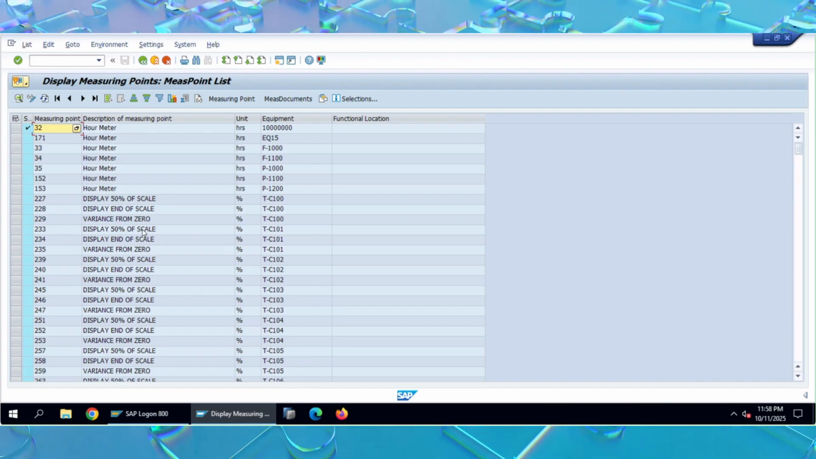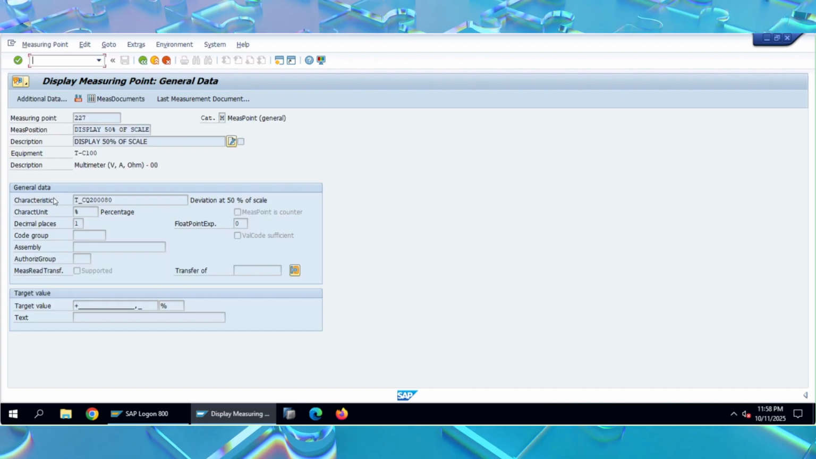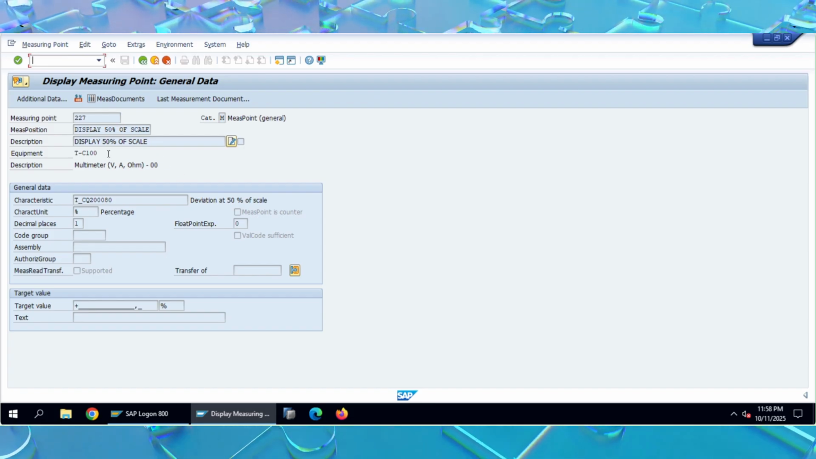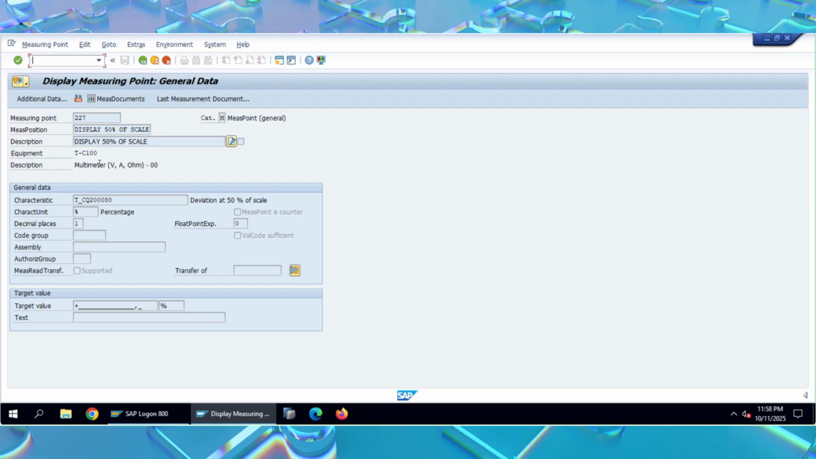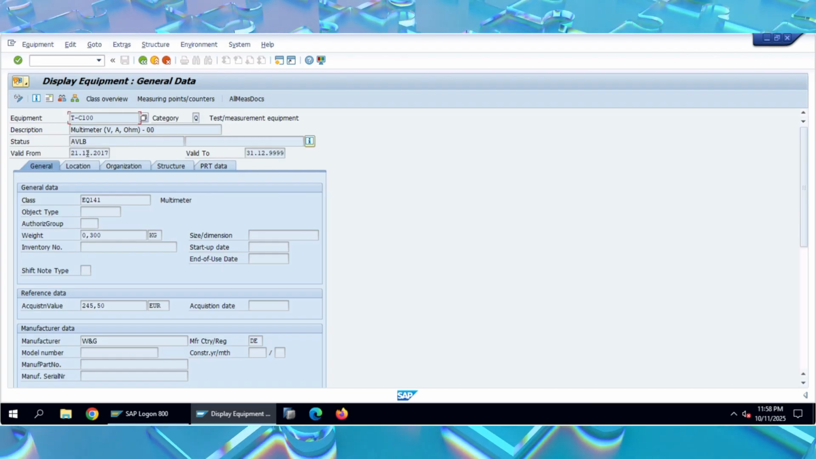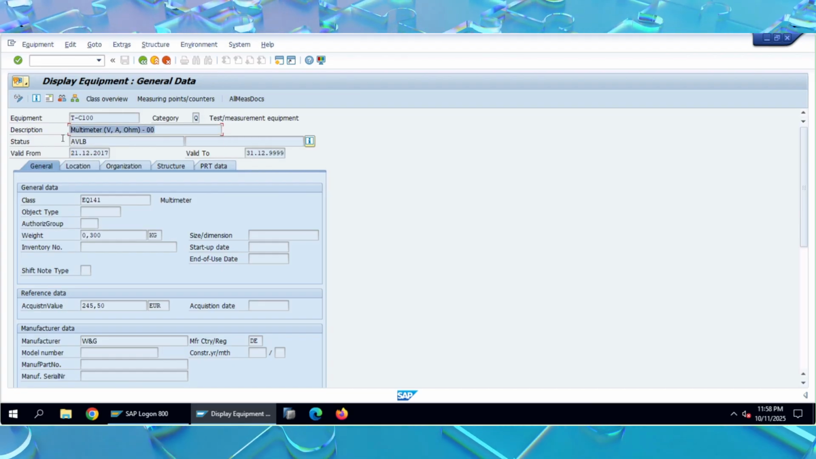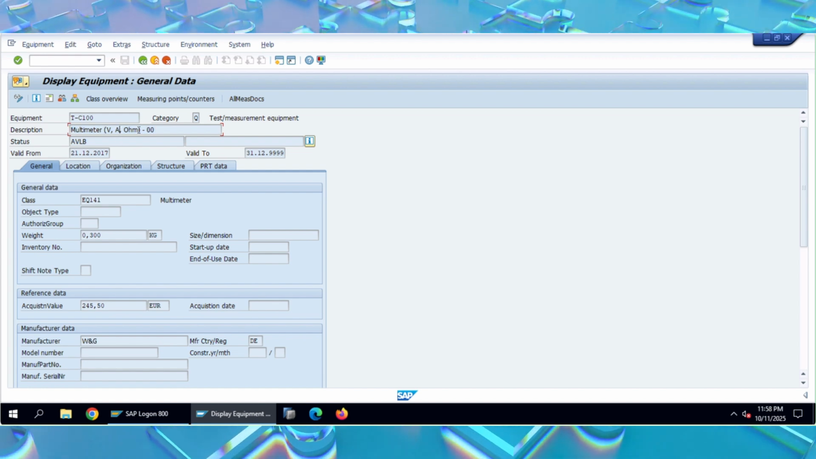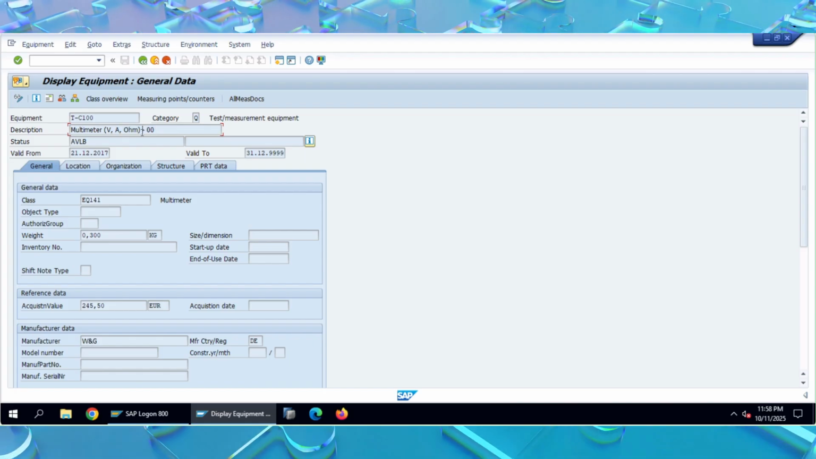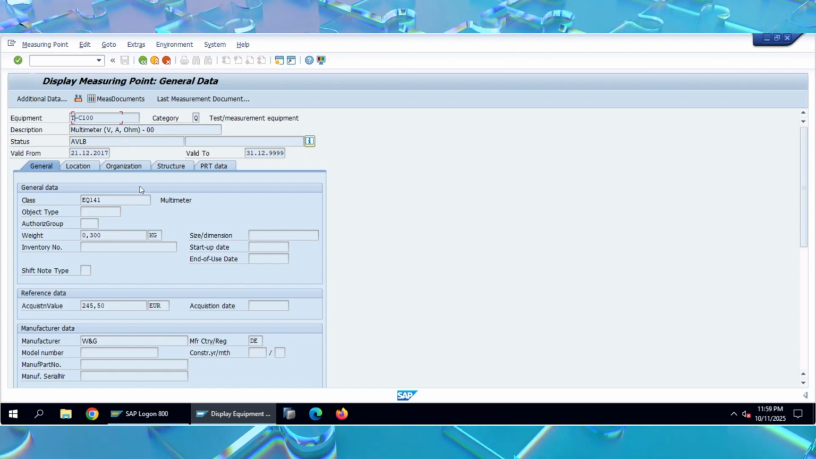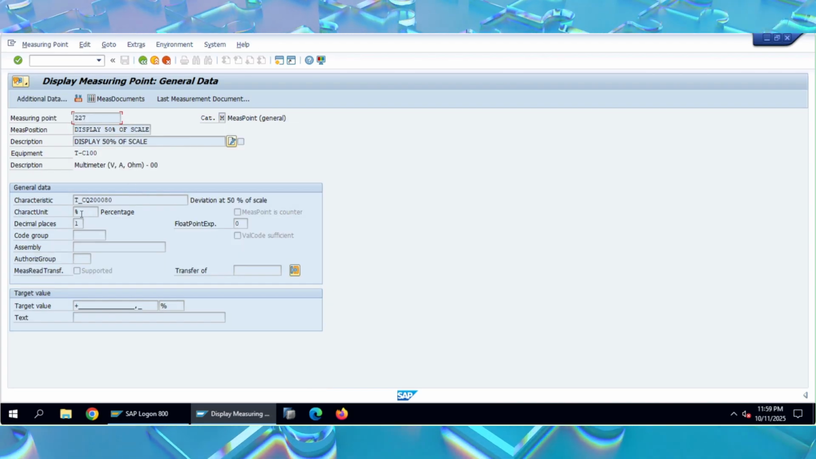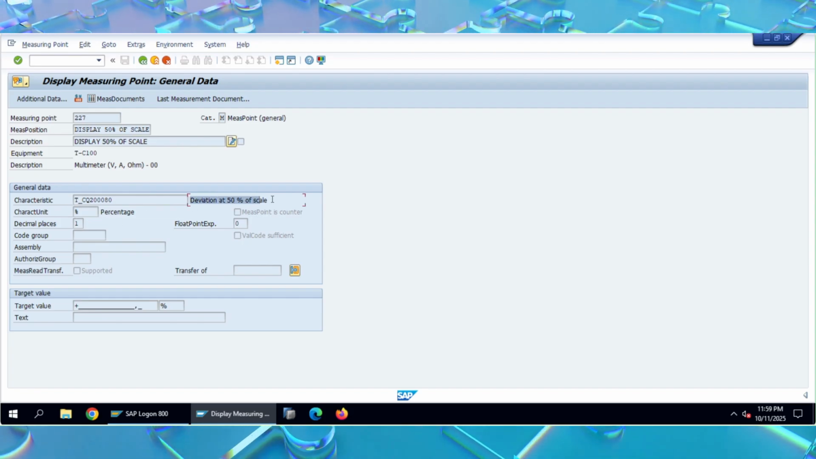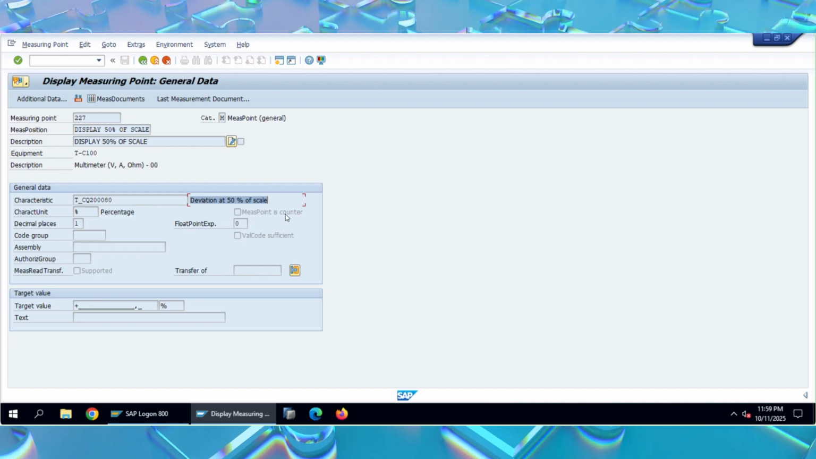Let me check if I can show you non-counter as well. Yeah, so this is a non-counter one. You can see here the equipment is this one. Let us see what is the equipment here. So multimeter here. Okay, so it is a multimeter. It means it can check the voltage and the ampere as well. So the characteristic has been created with the unit of percentage. Okay, so deviation at 50% of a scale. So it has been created as a non-counter here.